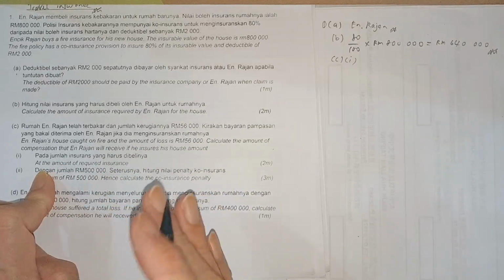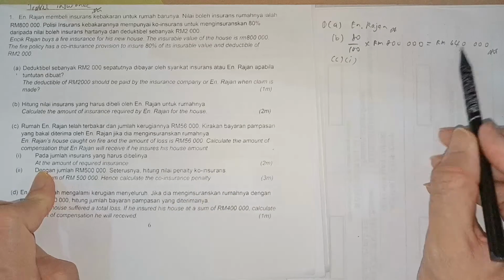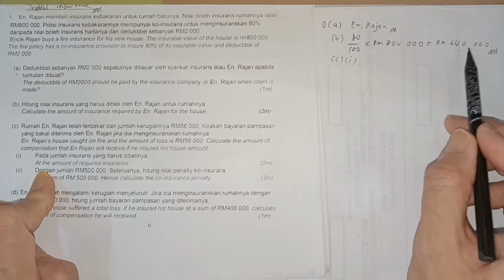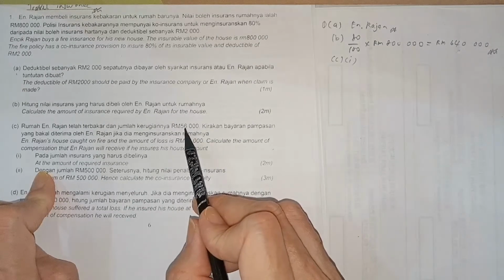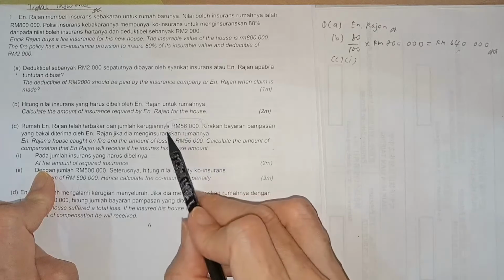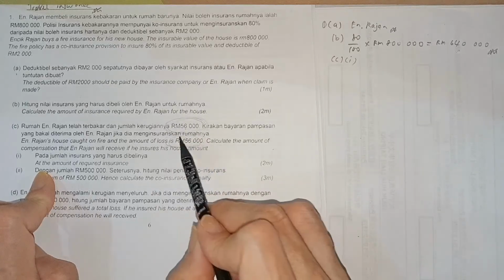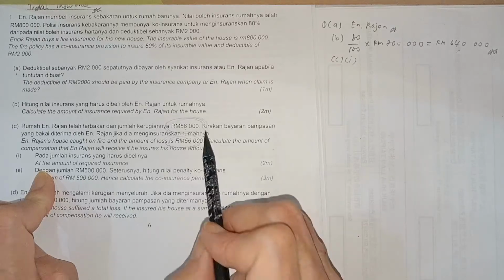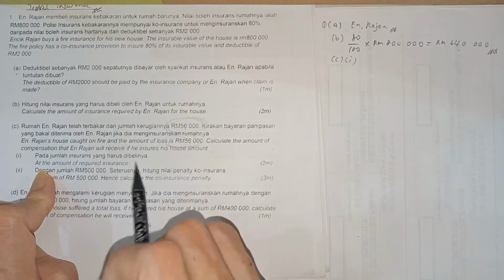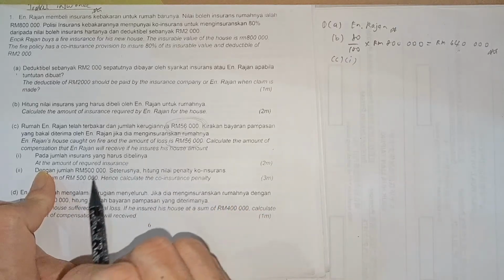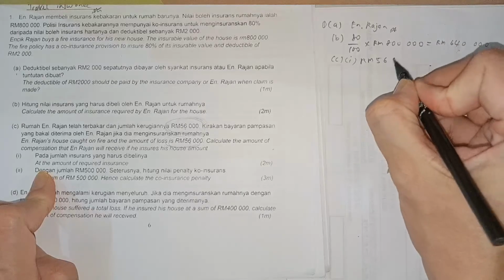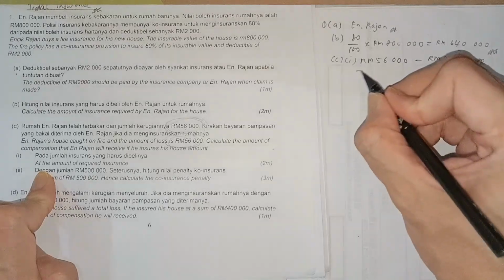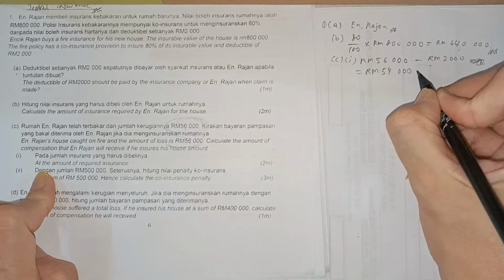From here I understand that if he insures for 80% of the insurable value, so it's 640,000, but the amount lost is less than that. So of course the insurance company will pay for the amount that he lost, 56,000. But you must minus the deductible, that means you minus the 2,000. That is the amount of compensation that Encik Rajan will receive, because the deductible of 2,000 is paid by Encik Rajan himself. So RM 56,000 minus the deductible, Encik Rajan will receive 54,000.